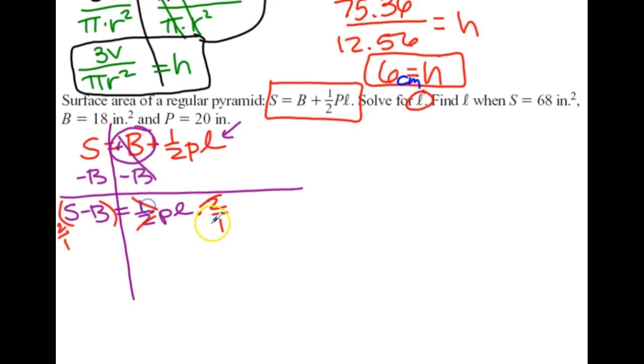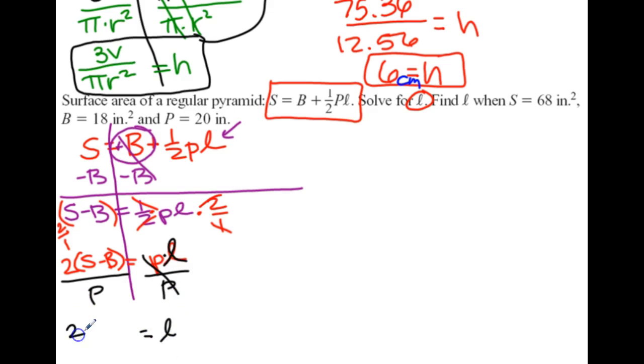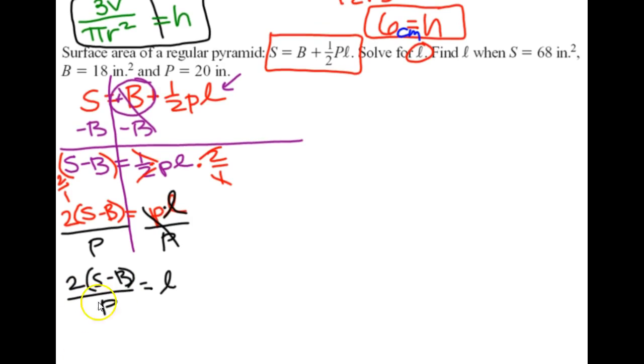So those cancel, and those cancel. We're left with PL. 2 times that whole piece on the top, I'm just going to leave it as 2 times S minus B. If you wanted to distribute, you could, but dividing by 1 is not going to do anything. And then last, we want L by itself. The opposite of multiplying by P is dividing by P. So we have 2 times S minus B all over P. Bunch of random letters all smashed together so that we could have L all by itself.